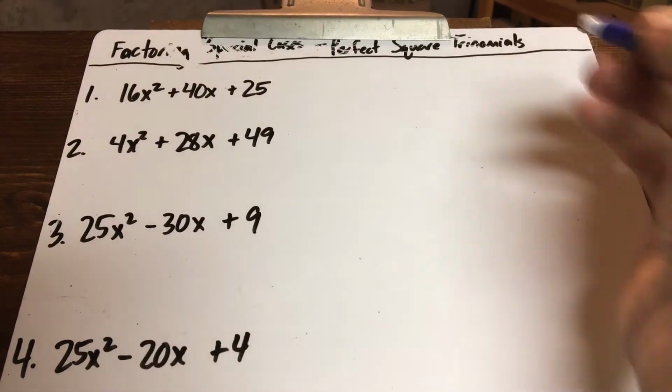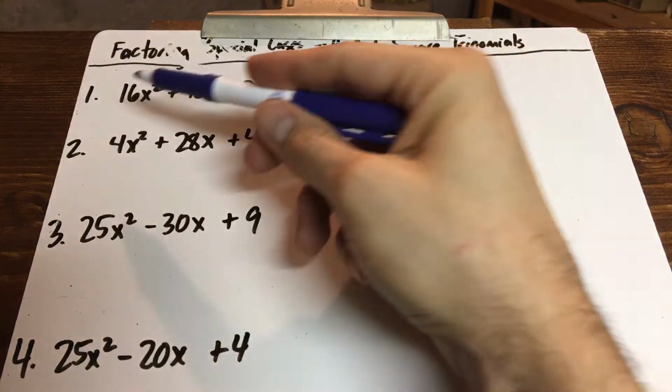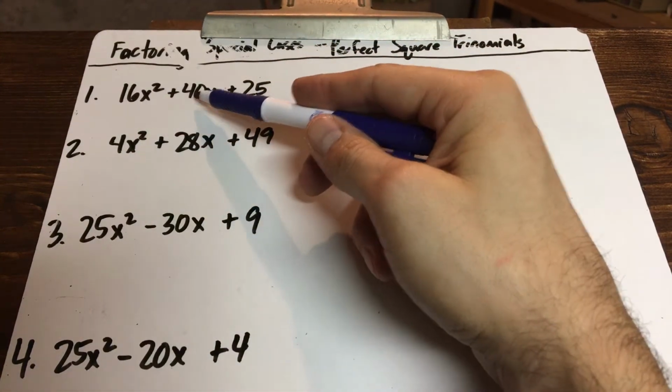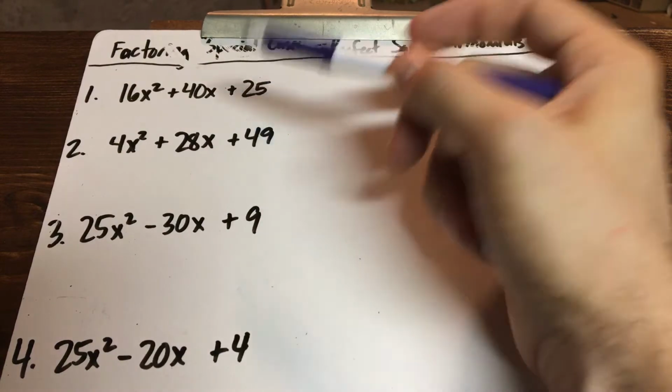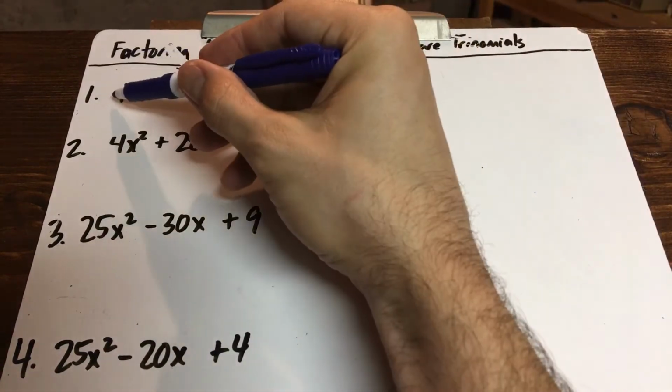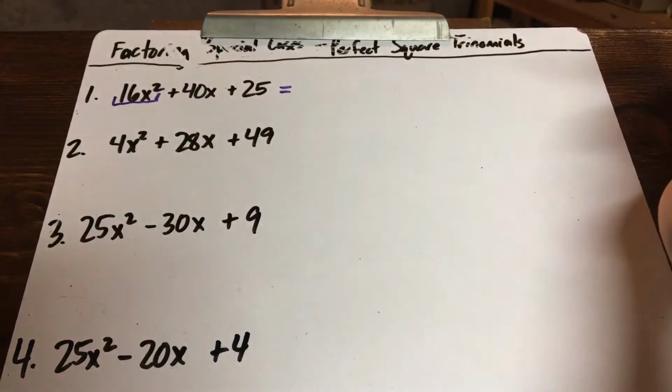Okay, is there anything that goes into all three terms? A greatest common factor? I could divide that by 4. I could divide that by 4. Cannot divide that by 4. There's nothing in common. Okay, so now I'm looking. Are these perfect squares? Is this a perfect square? Yeah, it is.